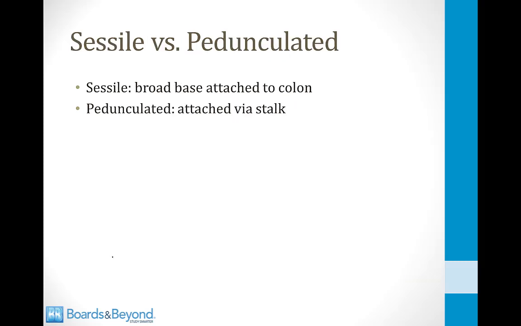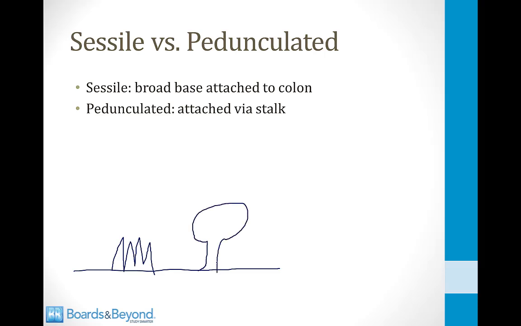To understand the difference between a sessile and a pedunculated polyp, imagine that we have the wall of the colon here. A sessile polyp has a broad base with extensions out into the lumen of the colon. A pedunculated polyp, on the other hand, has a stalk attached to a little ball at the end, and the ball contains the dysplastic polyp tissue.